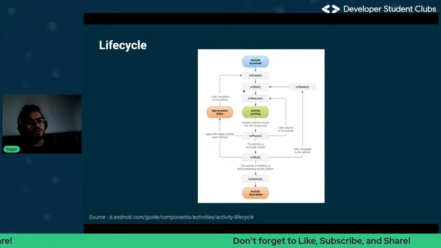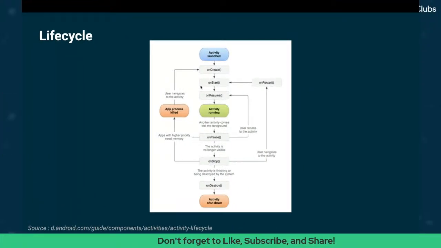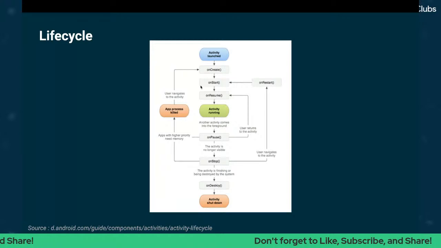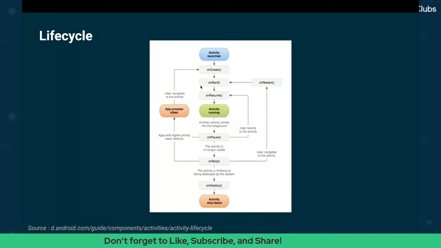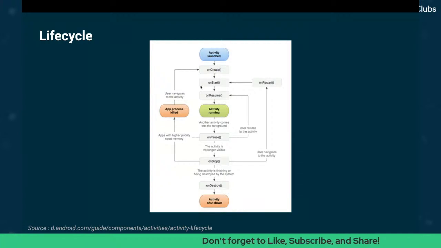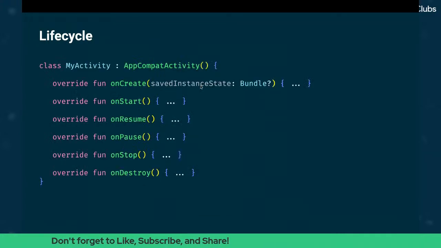Coming to architectural components, the life cycle was really hard before they came. This is the diagram for the life cycle of an activity, and the activity could be in one of these states. If you wanted to initialize something before your activity is visible to the user, or terminate something before your activity gets destroyed, this was really hard.